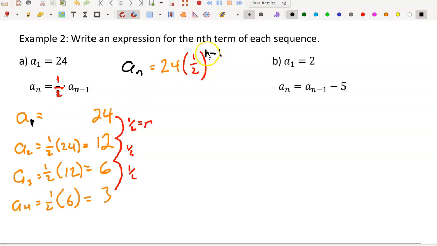So if you plug in 1, you get 1 minus 1, which is 0. 1/2 to the 0 is 1. 1 times 24 is 24. And I can plug in 2, make sure that works. So 2 minus 1 is 1. 1/2 to the 1 is 1/2. Half of 24 is 12. And you go through a few and say, okay, that checks out, it works. Right? So there we go. We went from the recursive, right, to the general. We can also go backwards, you know, it doesn't matter.